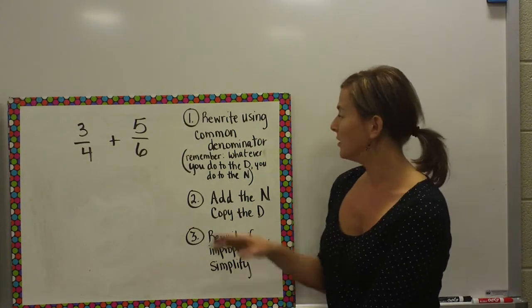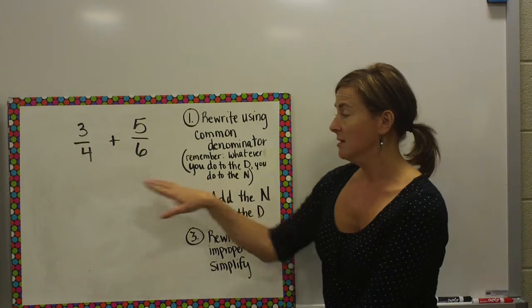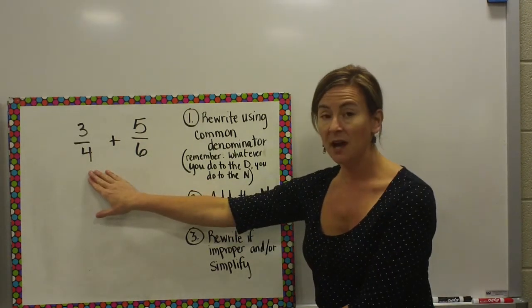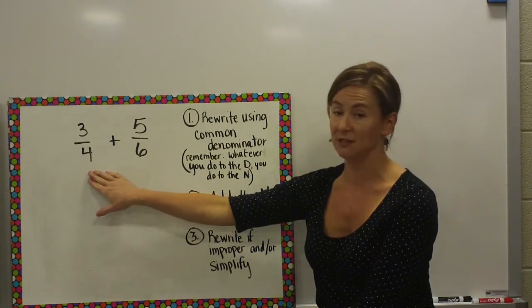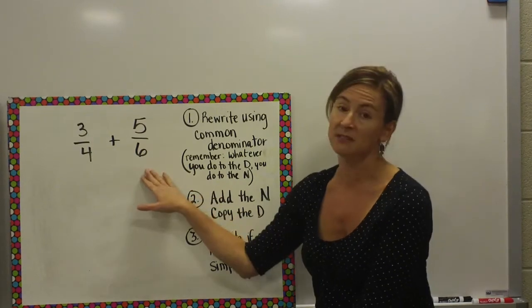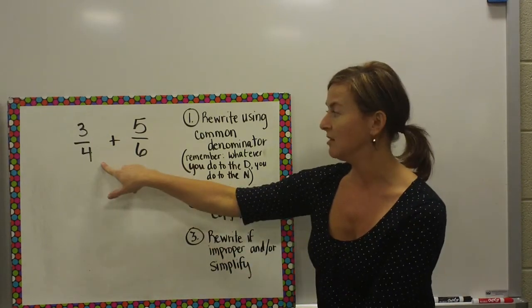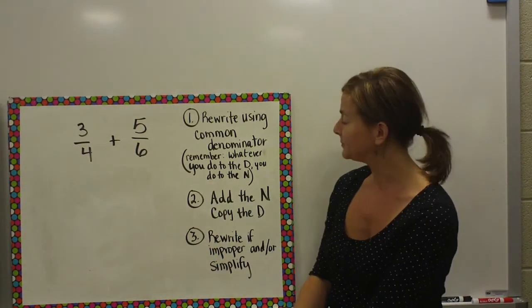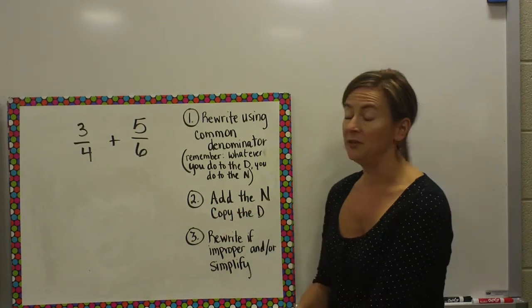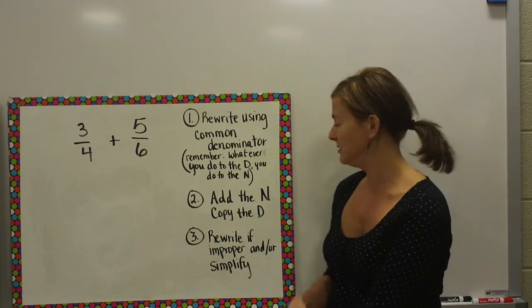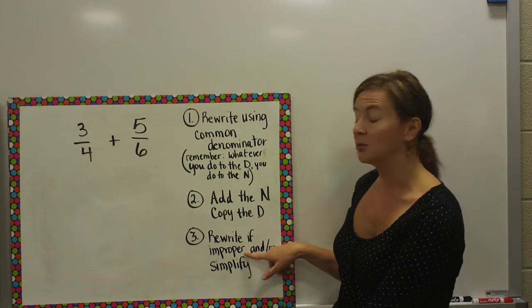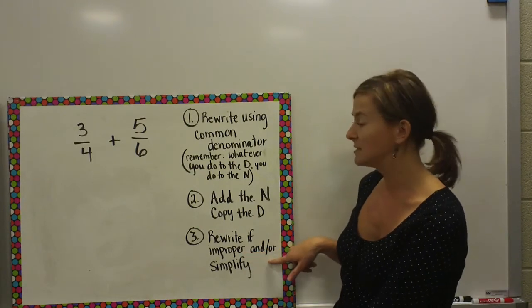Remember, when I am writing common denominators, I'm looking for an equivalent fraction because I don't want to change the value of these. So whatever I do to the denominator, I have to do to the numerator. Then I'm going to add the numerators and copy the denominator. If it's an improper fraction, I'm going to rewrite it and simplify.